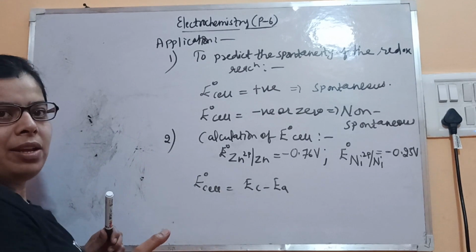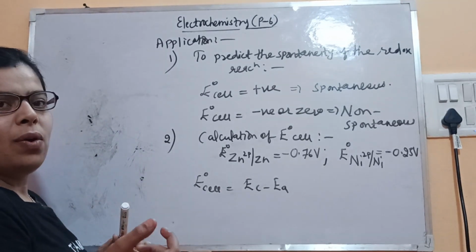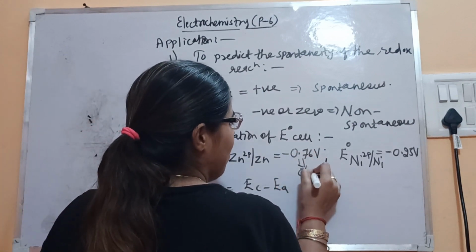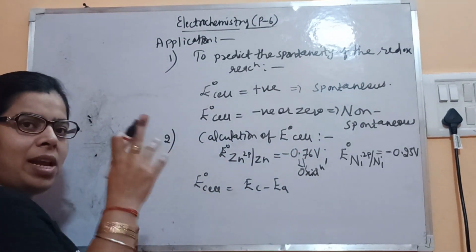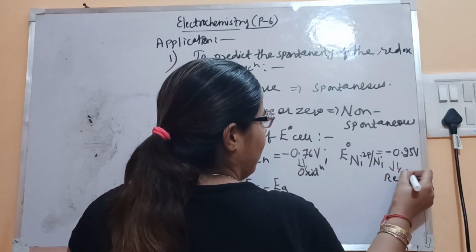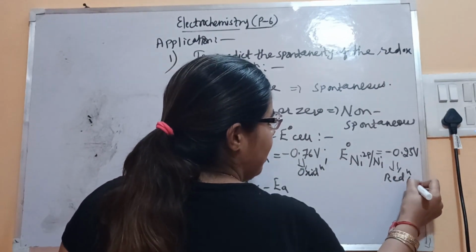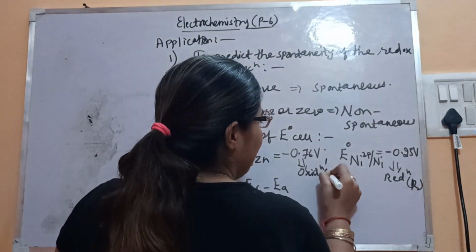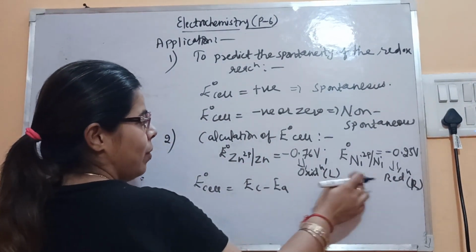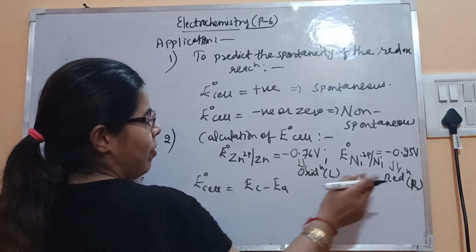So both are negative. As we have discussed, the one that is more negative, at that oxidation takes place. So this is more negative, so this is the oxidation part in the electrochemical cell, and this will be the reduction part. This will come on the right side, and this will come on the left side. So E cathode minus E anode, or right minus left.